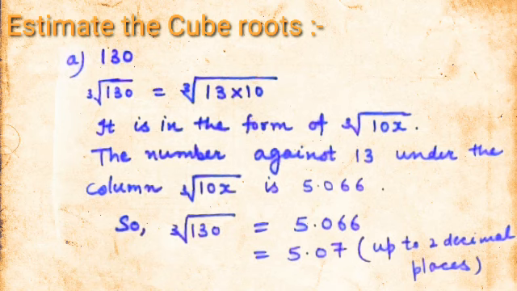Then the number is 13 under the column cube root of 10x, we have to see from the table. 10x means from here the x value will be 13. तो 13 के बिल्कुल सामने आपने देखना है थर्ड फोर्थ कॉलम में आपका आंसर क्या है 5.066. So it will be the value of the cube root of 130. So the cube root of 130 is equal to 5.066. But we have to give the answer up to 2 correct decimal places, so round off the digits, then you will get 5.07.